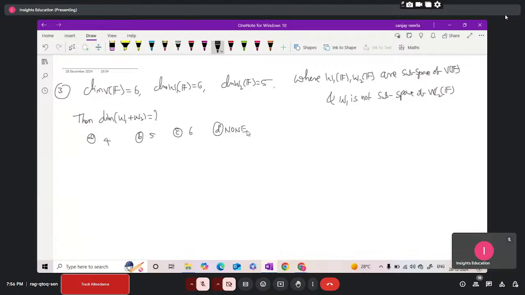We already have the formula, so we can easily find the boundaries. First of all, write the formula. The dimension of W1 plus W2 lies in between: on the left side, the maximum of dimension of W1 and dimension of W2; on the right side, the minimum of dimension of V and dimension of W1 plus dimension of W2.